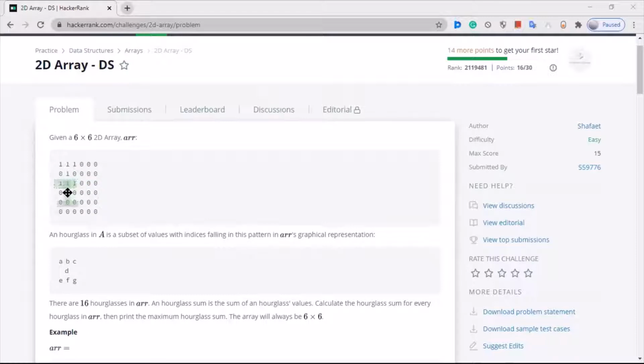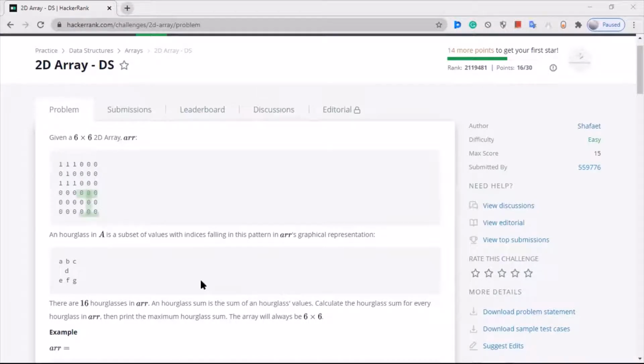And starting from the third row, this is the first hourglass, this is the second, this is the third, and this is the fourth hourglass. So these are the 12 hourglasses up till here. Now starting from the fourth row, this is the first hourglass, this is the second, this is the third, and this is the fourth hourglass. Then 12 plus 4, 16. In this way, there are 16 hourglasses possible. And if you go to the fifth row, then the hourglass is not possible.